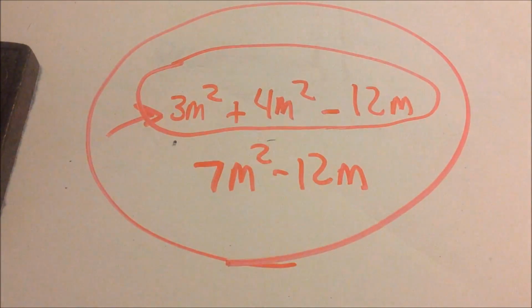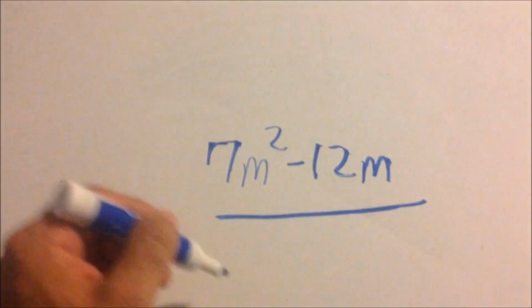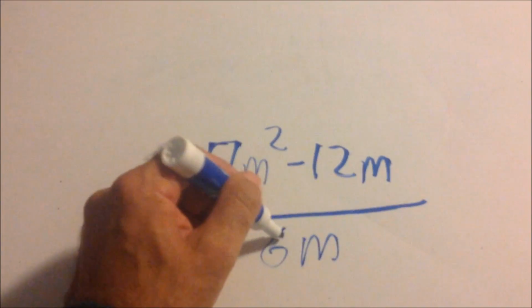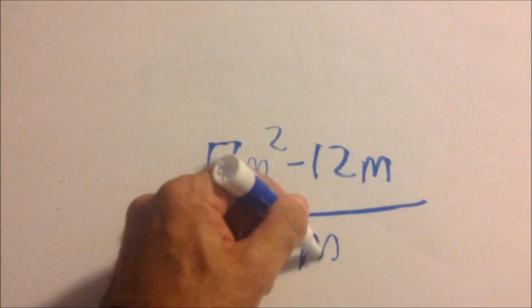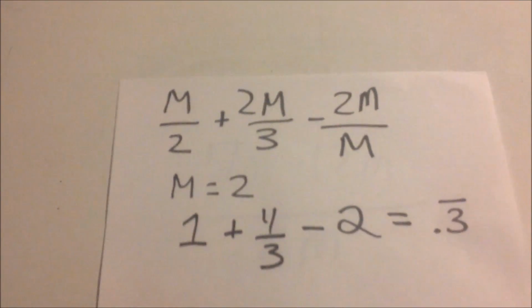So we can even have variables mixed with the constants. By the way, when you have your 7m squared minus 12m, don't forget to put the LCM back in, which was 6m. Okay, and if you want to see if you're correct on this, just make m any number. So for example, let's say we had m is 2. So we go back to the original question.